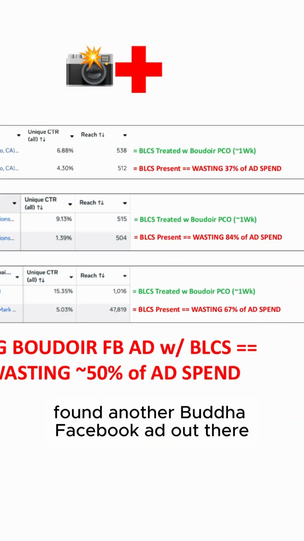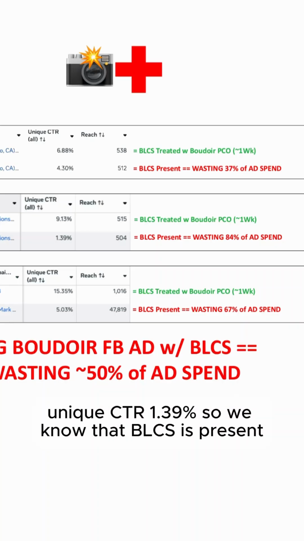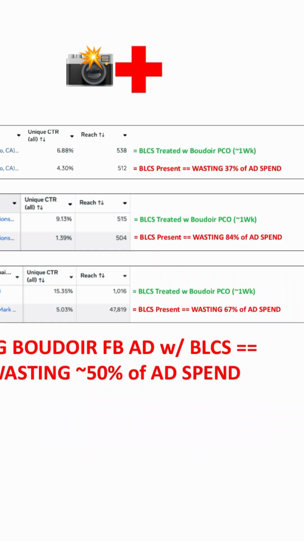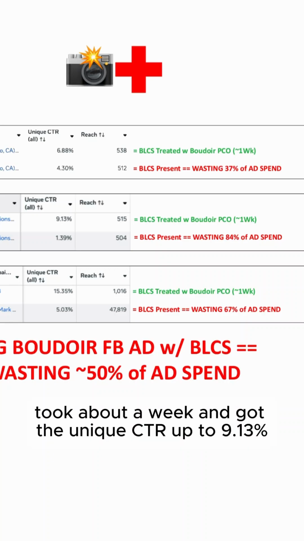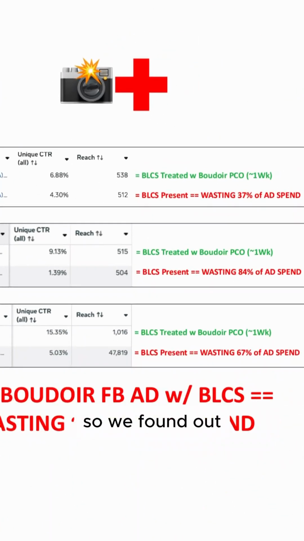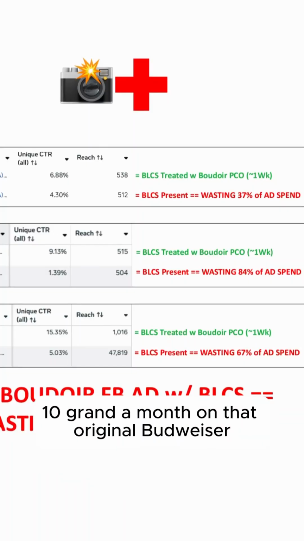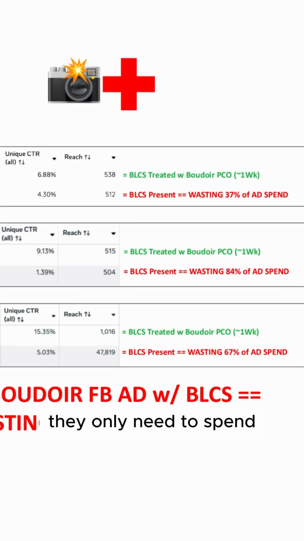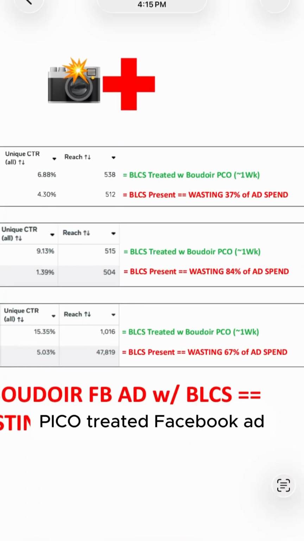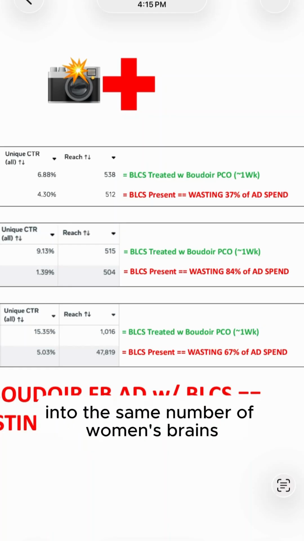Second part of my residency, found another boudoir Facebook ad out there. Unique CTR 1.39%. Unique CTR under 6%, we know that BLCS is present. Now we duplicated it, treated it with boudoir Pico, took about a week, and got the unique CTR up to 9.13%. So we found out the original boudoir Facebook ad was wasting 84% of ad spend. So if they're spending 10 grand a month on that original boudoir Facebook ad, now they only need to spend $1,600 a month on the boudoir Pico treated Facebook ad, and they get their ad into the same number of women's brains in both scenarios.